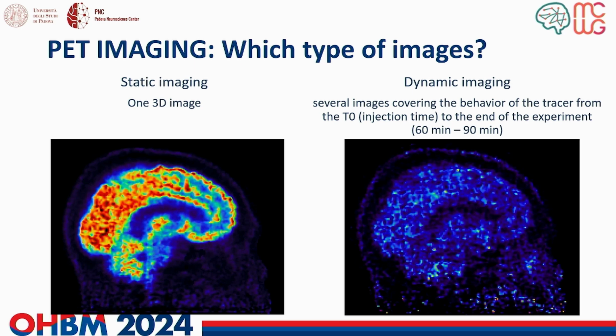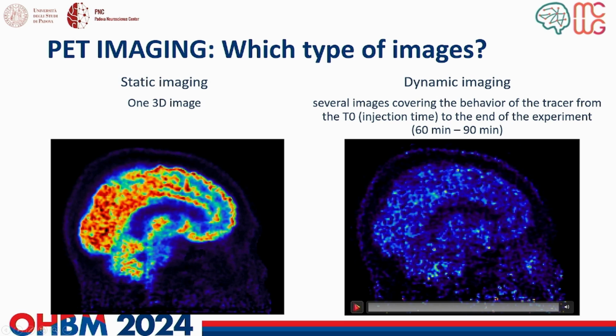This is a question. We have to be sure about the interpretation of this concentration, because it's a concentration, kilobecquerel per millimeter, okay? It's only a picture of a dynamic system that is evolving from the injection of a tracer till the end. Or we can acquire a dynamic image.